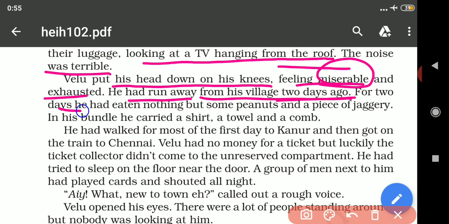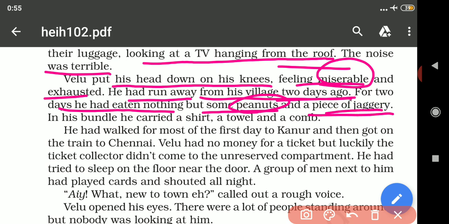For 2 days he had eaten nothing but some peanuts and pieces of jaggery. इन 2 दिनों में क्या खाया है? मूंगफली लाते हैं, पीनट्स, राइट? मूंगफली, पीनट्स, मूंगफली. But do you think the peanuts can satisfy your hunger? Never. These are all the things, these are called snacks, time pass materials. They can't satisfy your hunger. If someone is hungry, you can't give him a plate of peanuts, or a few countable number of peanuts to satisfy his hunger. Okay, right?